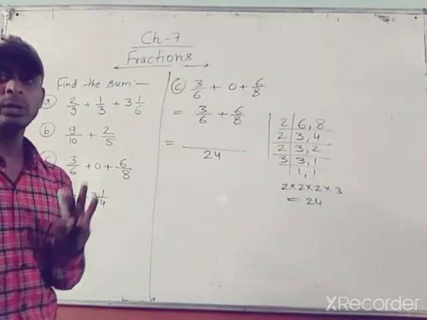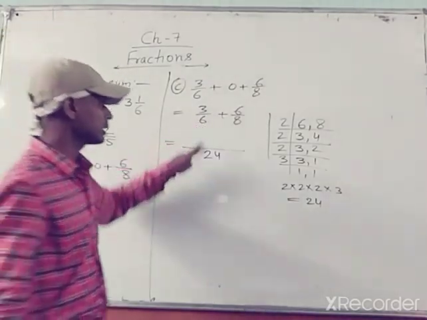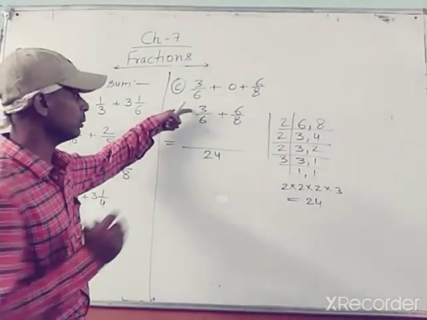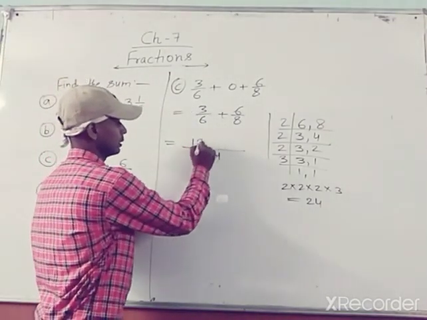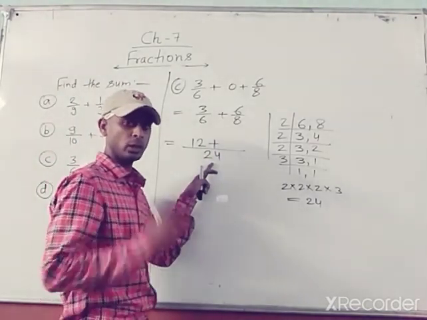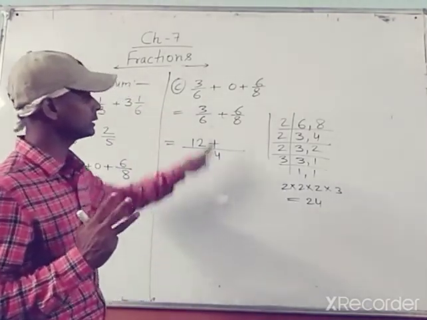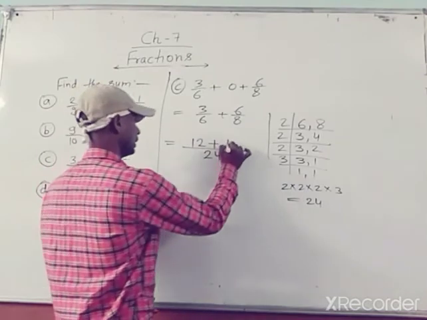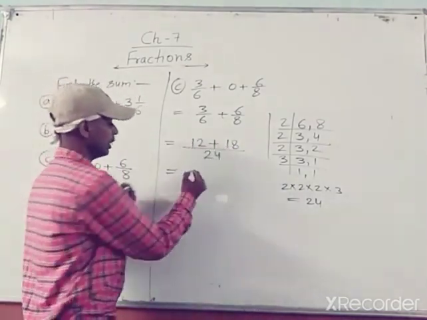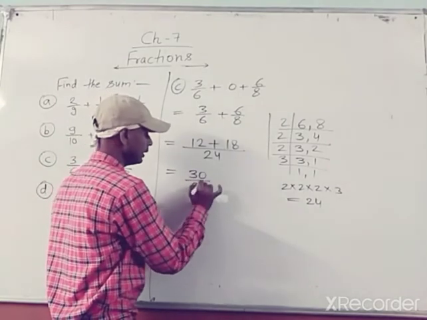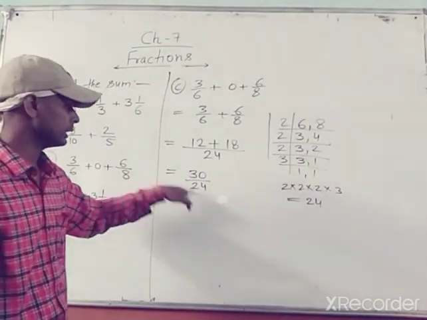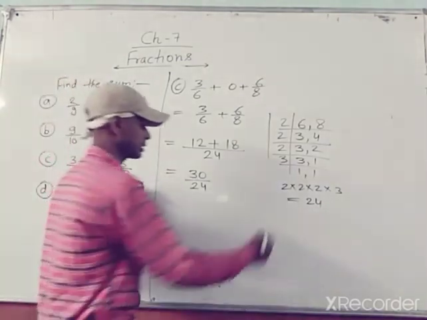Now I'm going to do directly. Okay, 6 fours are 24 and multiply this 4 into numerator. 4 threes are 12 plus 8 threes are 24. Now you have 3 and multiply this 3 into numerator. 6 threes are 18. So the sum is 18 plus 12, 30 by 24. Clear?